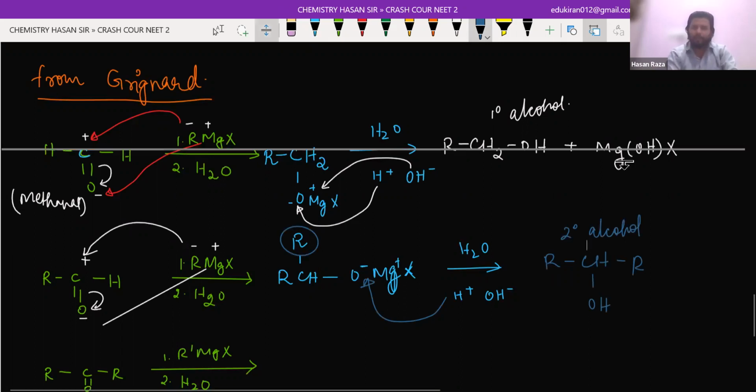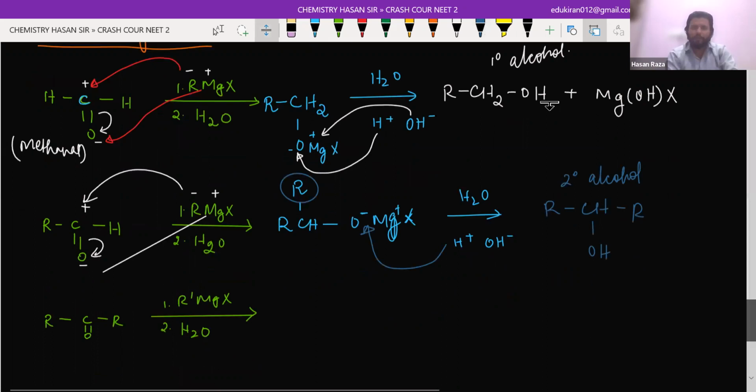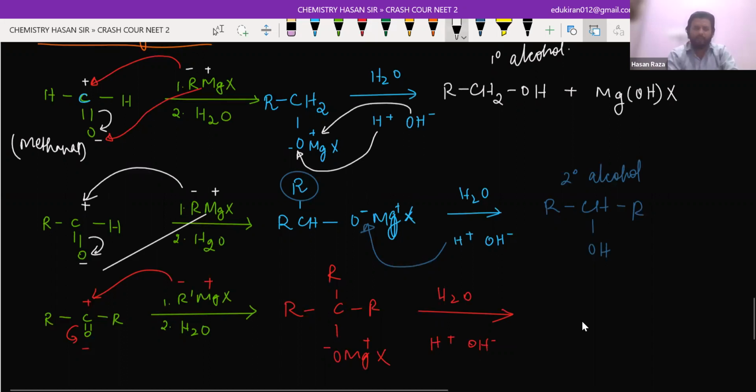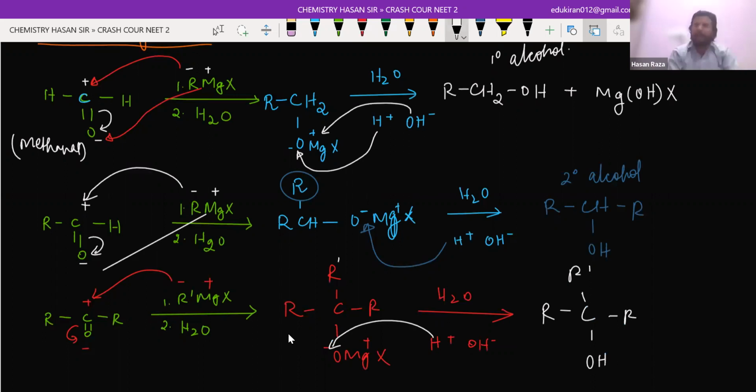Now you can see the third reaction, that is very important. This will be negative, this will be positive. So this will go like this. And R, C, there will be R, then O negative, and then Mg plus X minus. And you are going to treat this with H2O, that means H plus and OH minus. Again, the same process. H plus will go to this, and what you will get is R, C, R dash, and R, and then comes your OH. What I want to say is that when Grignard reagent reacts with any aldehyde except methanal, you will be getting 2 degree alcohol.